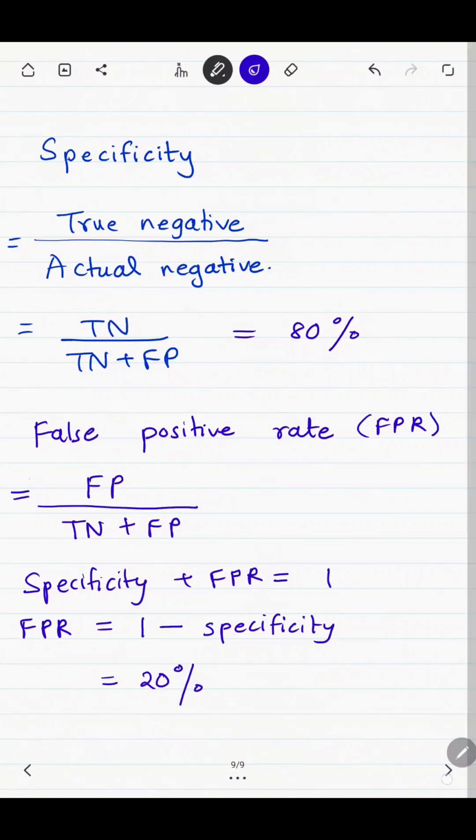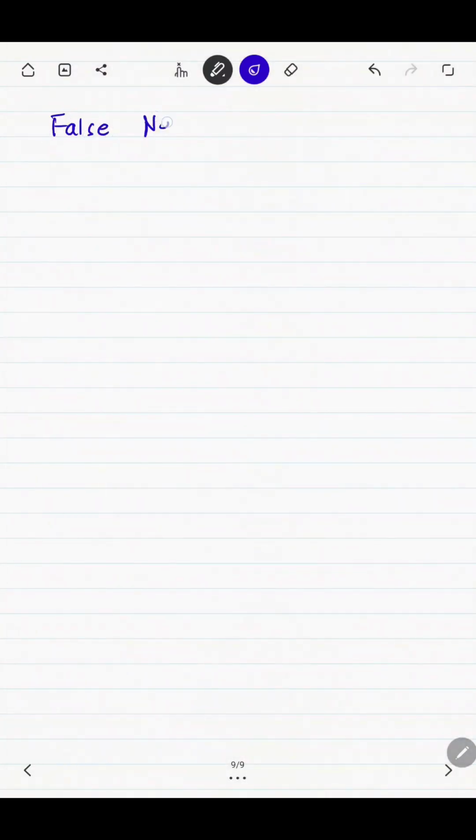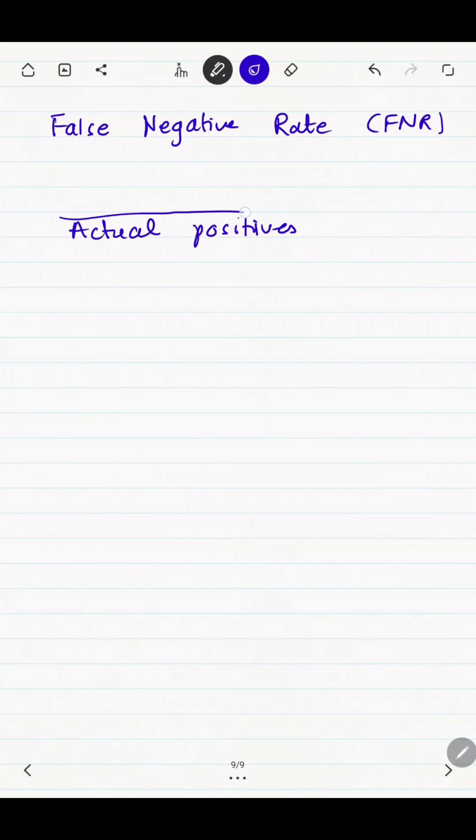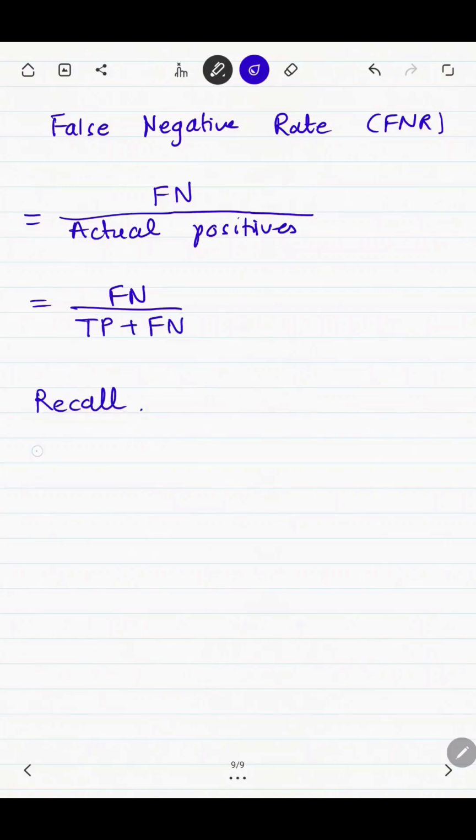Similarly, there is a false negative rate. False negative rate is, out of all the actual positives, how many did we miss? Instead of how many did we get, now we are saying how many did we miss. So false negative rate is false negatives upon false negatives plus true positives. Again, notice the relationship between recall and false negative rate. Recall is true positives upon true positives plus false negatives, and false negative rate is false negatives upon true positives plus false negatives. So you can say that false negative rate is 1 minus recall.